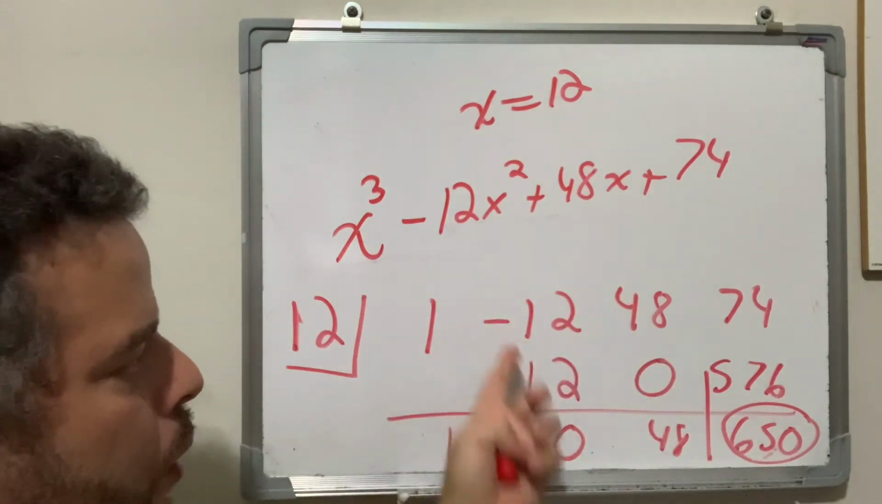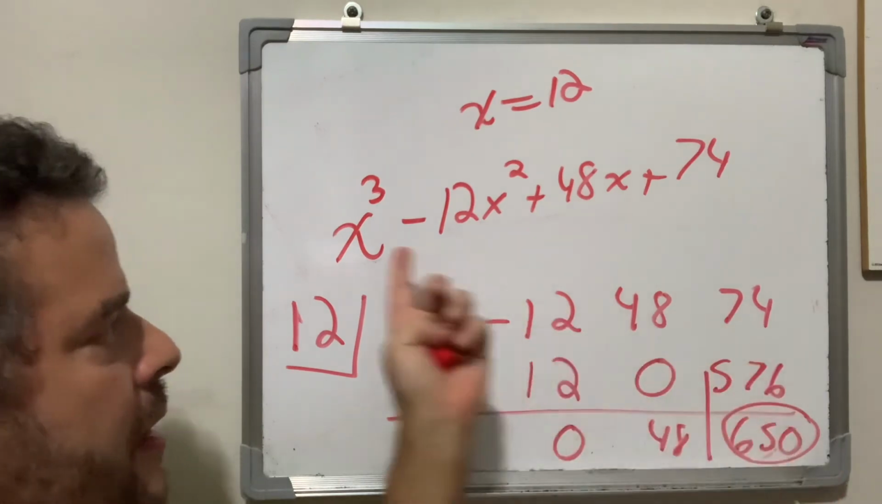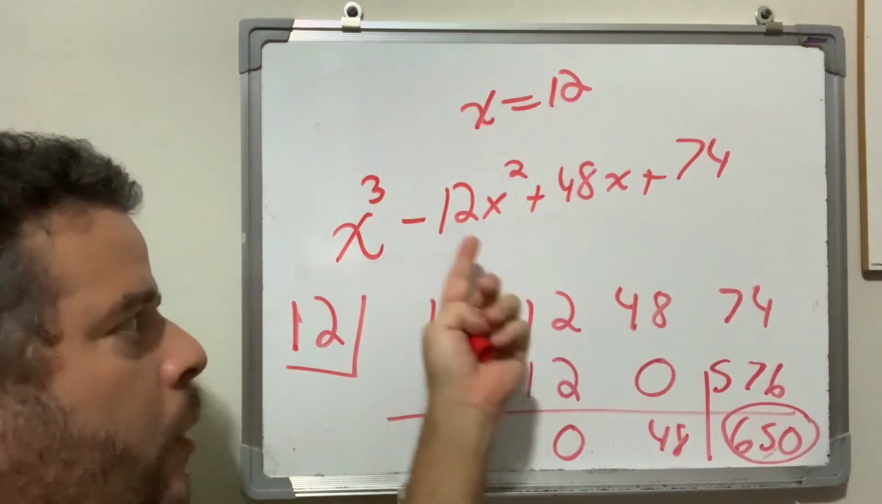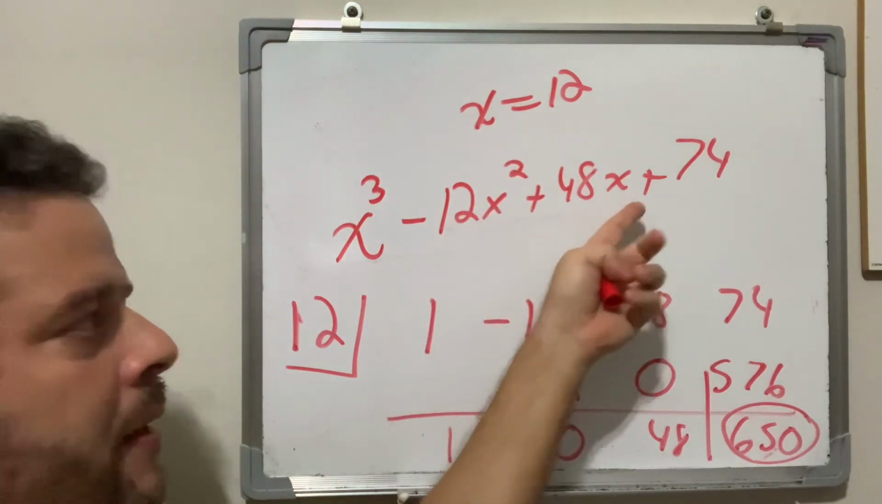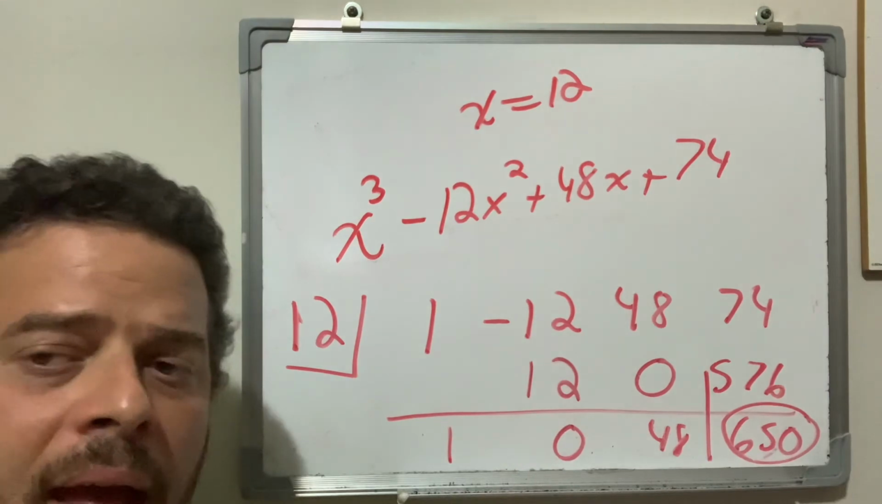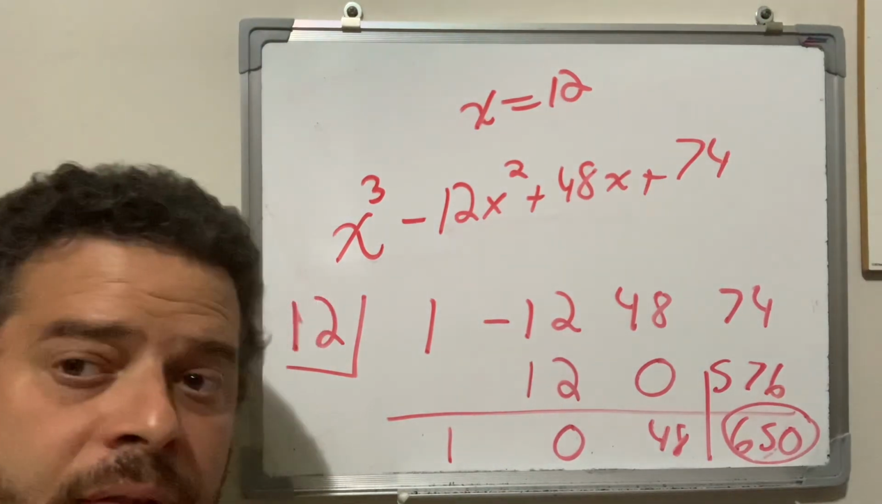Now notice how quickly you can do a synthetic division versus plugging in a 12, cubing a 12, squaring a 12, multiplying it, joining like terms. This is way easier and way simpler. And that is the remainder theorem.